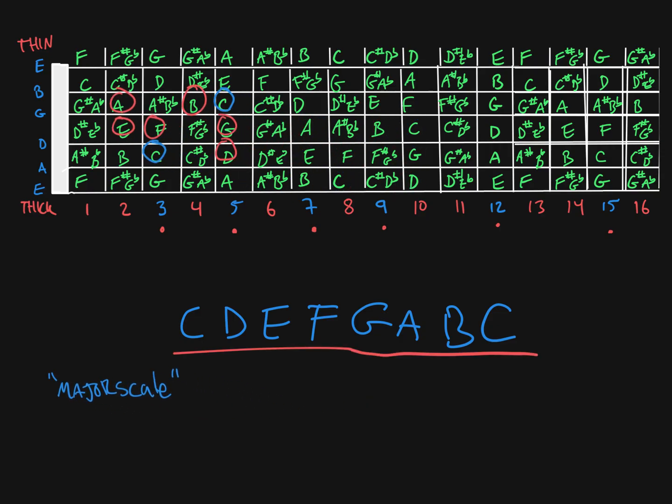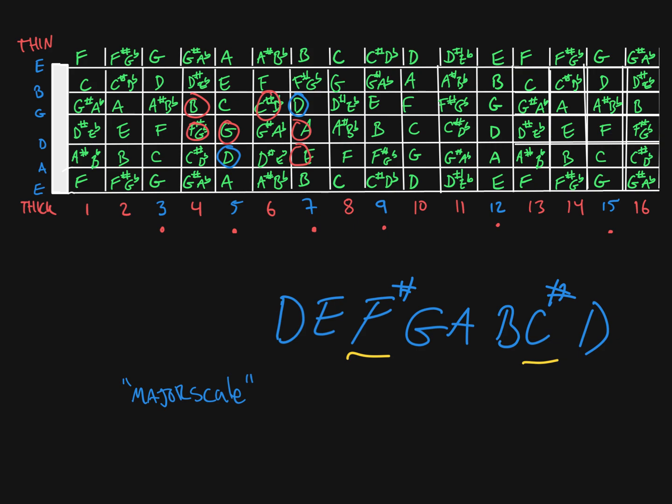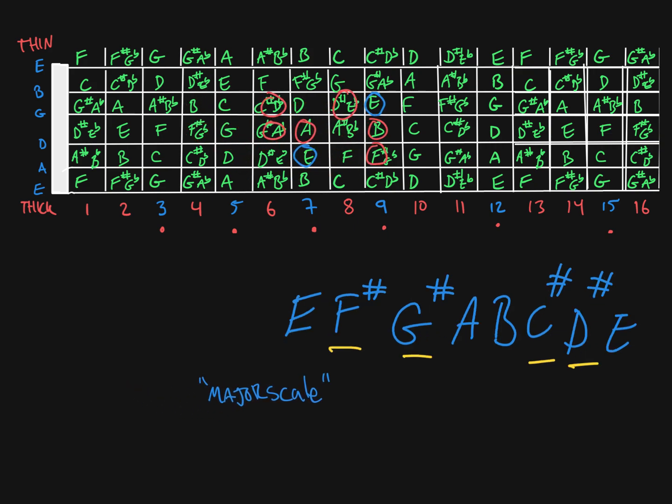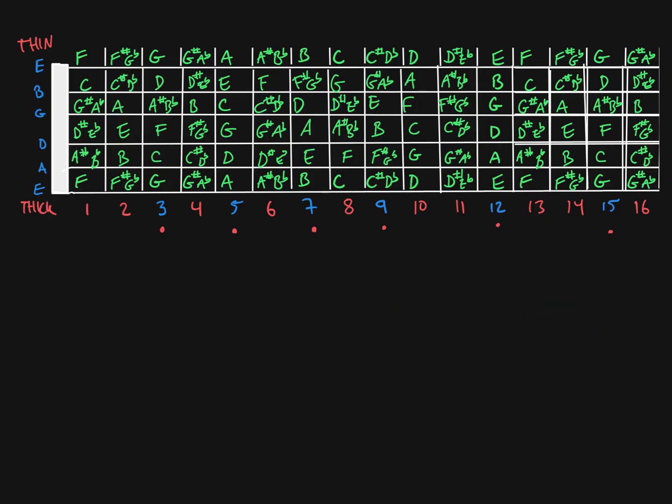Here we have the C major scale. This same shape can be moved to the fifth string root as well. Here's the C major scale in a different position. Here is the D major scale, beginning on that fifth string root. Here's the E major scale. So all of these are still the major scale, but they're being moved around to begin on a different root.